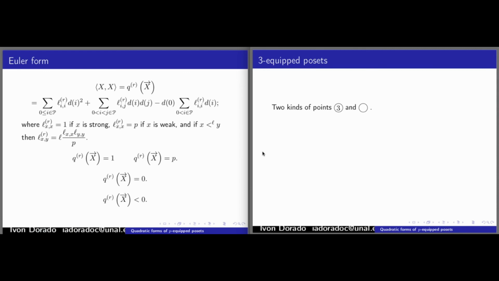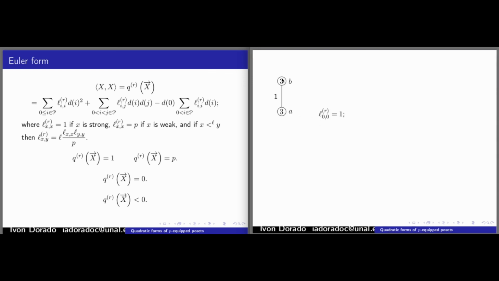We will consider the case of 3 equipped posets. In this case we have these 2 kinds of points, and we will consider posets with 2 points of this kind. These 4 posets. We're beginning with this one, which consists of 2 points in relation 1. L00 is equal to 1 because 0 is the minimal point we add and we consider it as a strong point. Then LAA and LBB are 3 because we marked the points with these 3, and LAB is also 3.